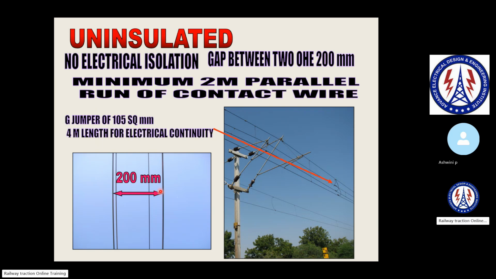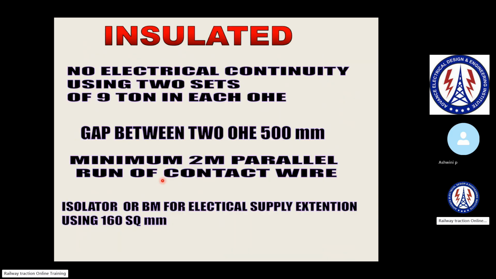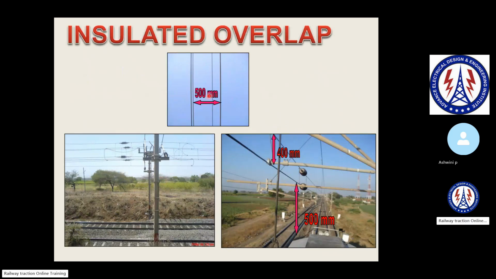Okay, I will tell you about the staggering when we are designing the layout plans. You should always keep in mind that in uninsulated it's a 200 gap, and in insulated it is a 500 gap. I'm just comparing it. The gap will always be there in any railways you go.